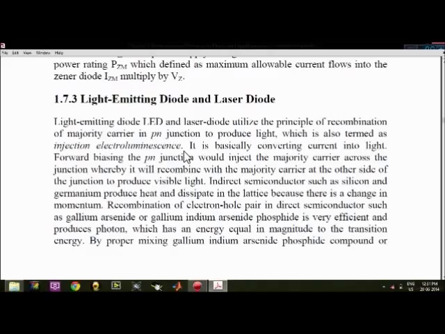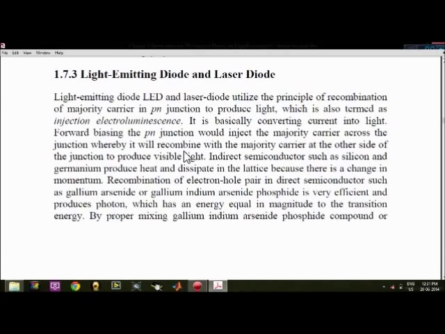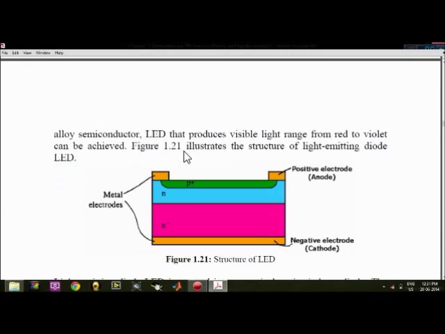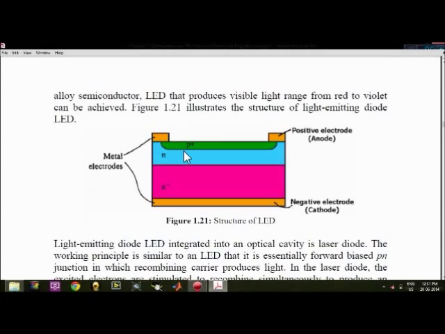I have said it before from the IV graph picture. Forward biasing of the PN junction injects the majority carriers across the junction, and they recombine with the majority carriers on the other side of the junction to produce visible light, and that is what we call the light emitting diode. You can go through the light emitting diode theory from your book. This is similar to the working principle of a diode, but this particular diode always works in the forward bias condition, so that the majority carriers will be emitted and we will get the light.